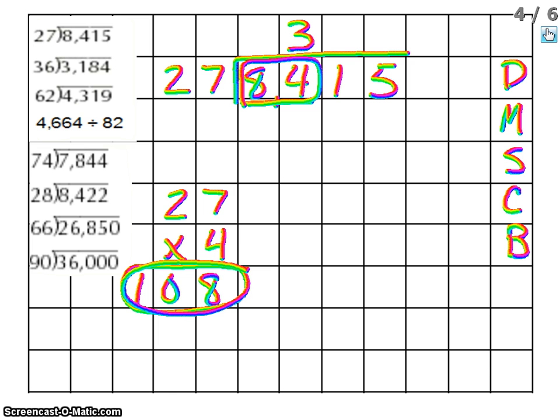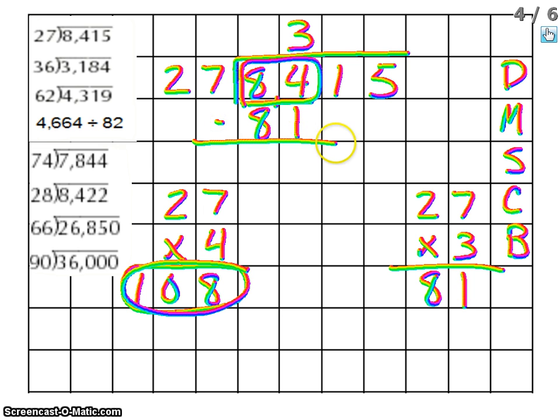So now we have 3 times 27. I'm going to multiply that out. 3 times 27 gives me 81. 81 is less than 84. You can subtract it. You can check it. 3 is less than 27. So that means we're good. Those are some of the key concepts we went over in lesson 4-5.